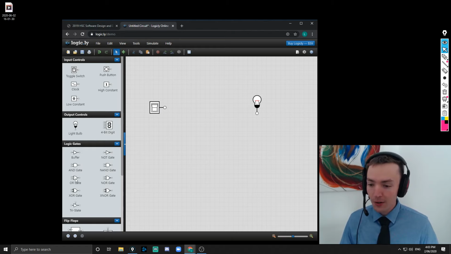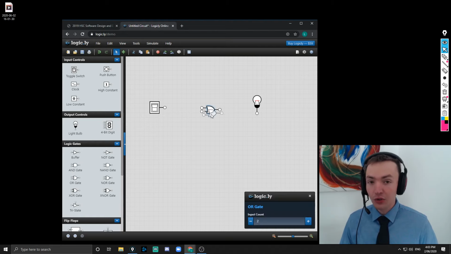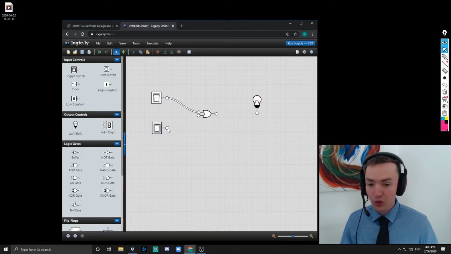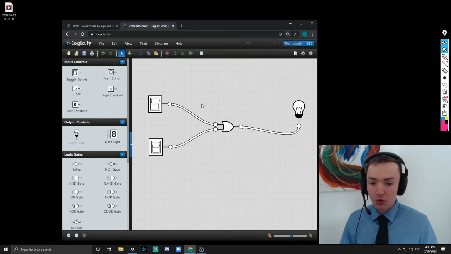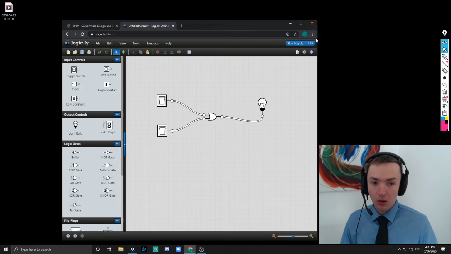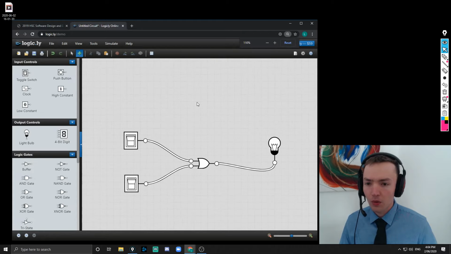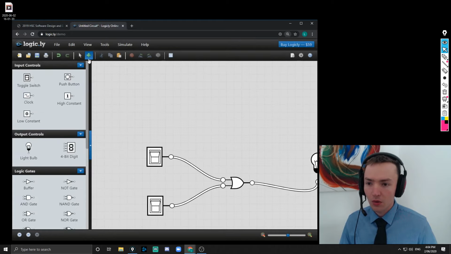The most basic ones are the OR gate. All you really need to worry about here is that I have two inputs, two switches, they go in here, and then I'm going to connect the output here. Let me zoom in. Can I expand this? That might be a bit better. That should be fine.